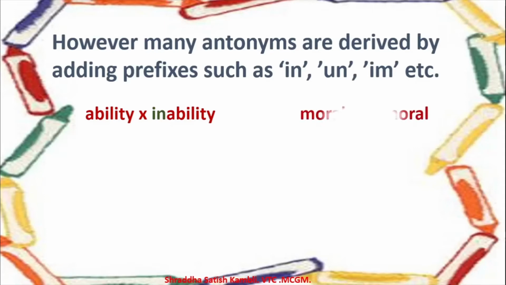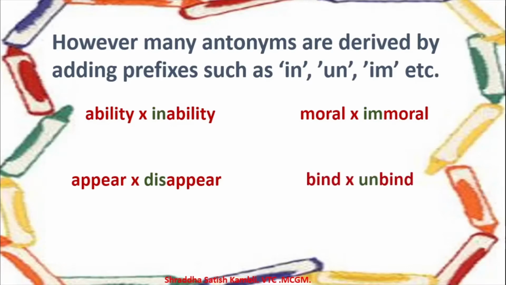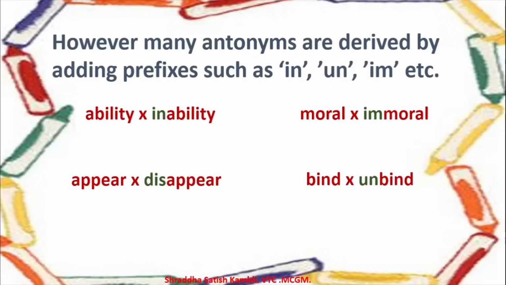Similarly, let's look at some more examples. So you have moral, immoral. See, M-O-R-A-L is moral. You have just added I-M to make it immoral. Then you have appear, disappear. Okay? And then you have bind, unbind. So what have you done? You have made use of these prefixes in, im, dis, un in order to make the antonyms. Alright? So this is also one way of making antonyms.